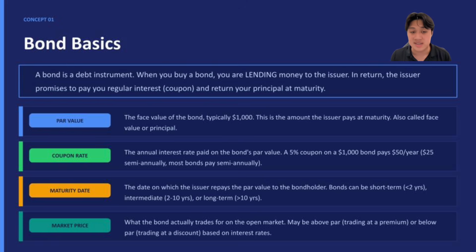Most bonds pay semi-annually. Maturity date is the date on which the issuer repays the par value back to the bondholder. The bond can be a short-term, 2-year bond, intermediate, 2 to 10 year, or a long-term, greater than 10-year bond. Market price. The market price is what the bond actually trades for on the secondary market. This may be above or below the par value.